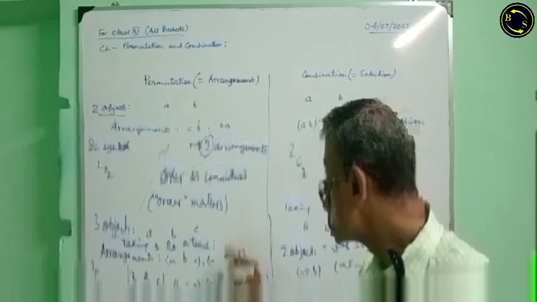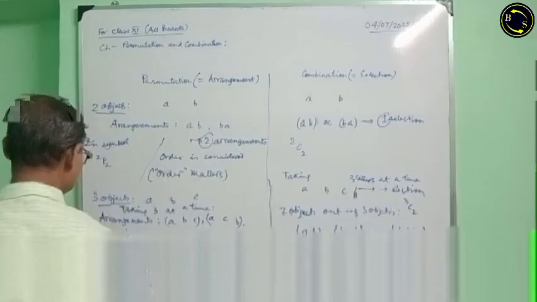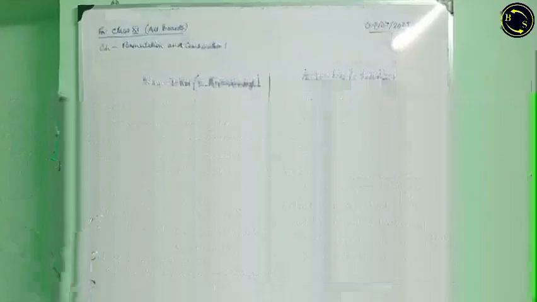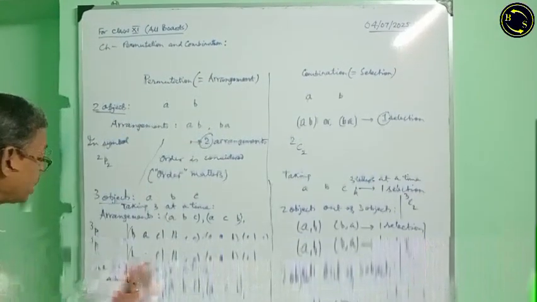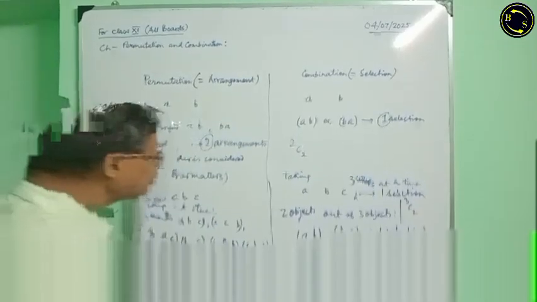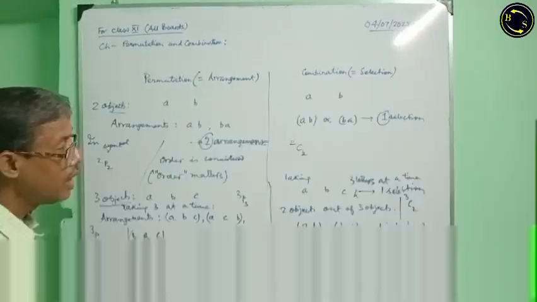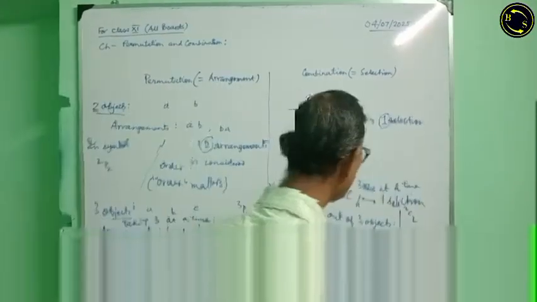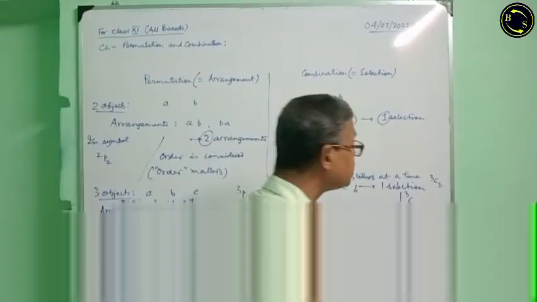Then symbols are discussed here. Now, if we take all three objects, in case of permutation, it will be 3P3. And in case of selection, it will be 3C3. Now, let me write the values.